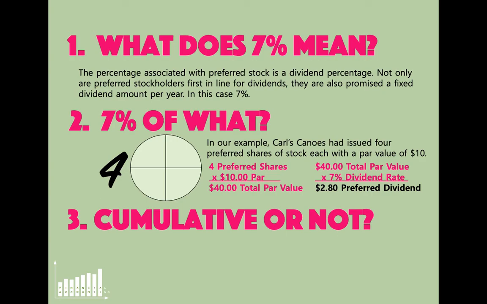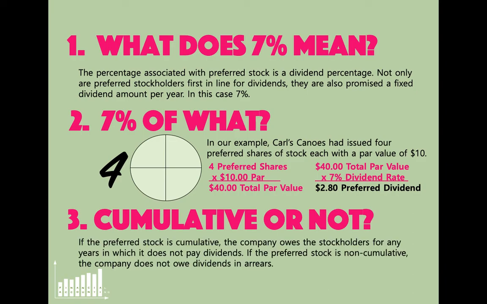Now, we have to also know whether this preferred stock is cumulative or not. If the preferred stock is cumulative, the company owes the stockholders for any years in which it does not pay dividends. If the preferred stock is non-cumulative, the company does not owe dividends in arrears.